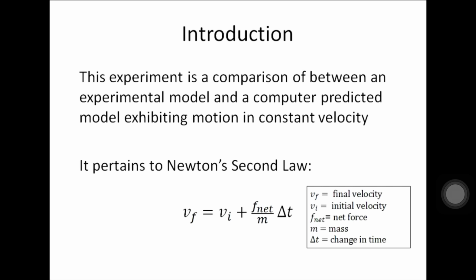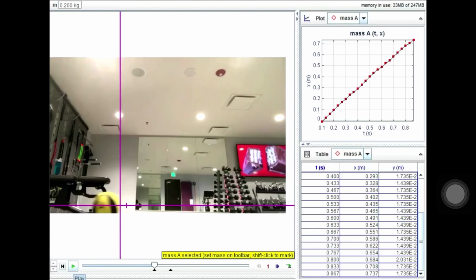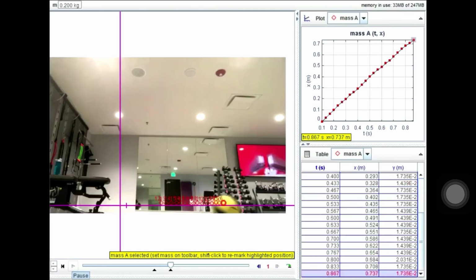motion. These underlying factors can be explained using Newton's second law, which takes form in the equation: final velocity equals initial velocity plus net force over mass times change in time. For constant velocity to occur, which is understood as final velocity equaling initial velocity, the net force acting upon the object must be zero. My experimental setup included a ball of 0.45 kilograms and a diameter of 0.2 meters.